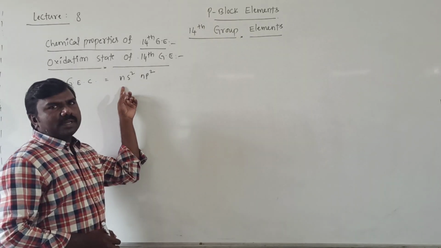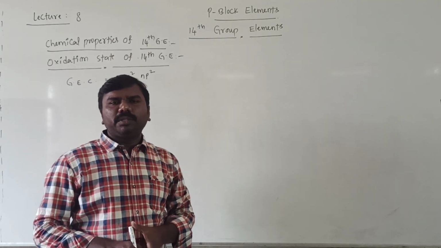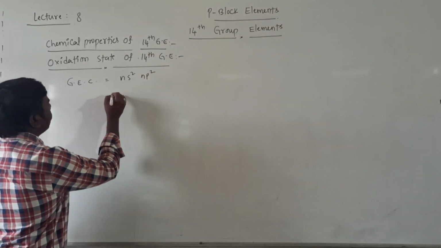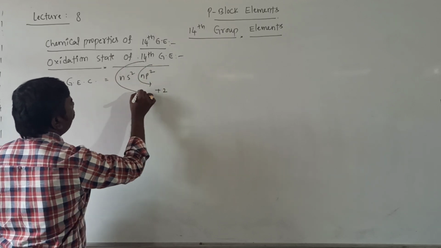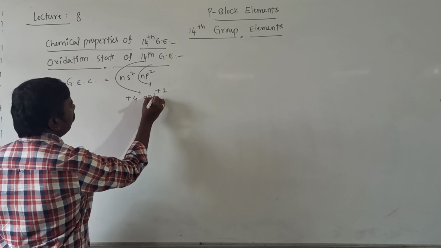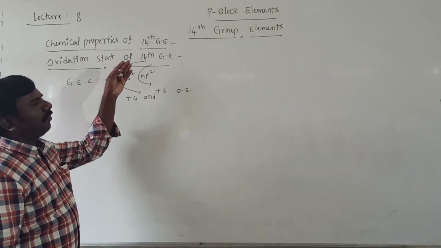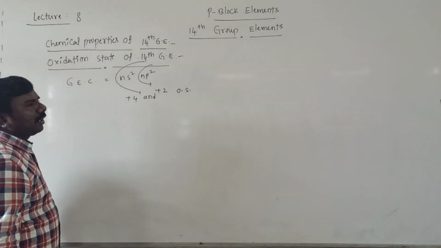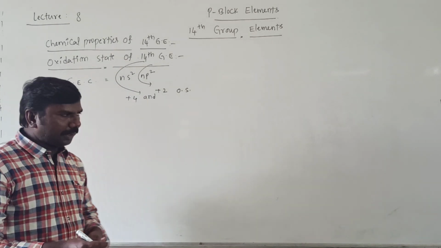And 2 more electrons from s also you can remove. Totally 4 electrons are possible to remove. That's why plus 4 oxidation state is possible. By removal of the np2 and also the ns2, you will get plus 4. So plus 4 and plus 2 oxidation states are possible for 14th group elements.